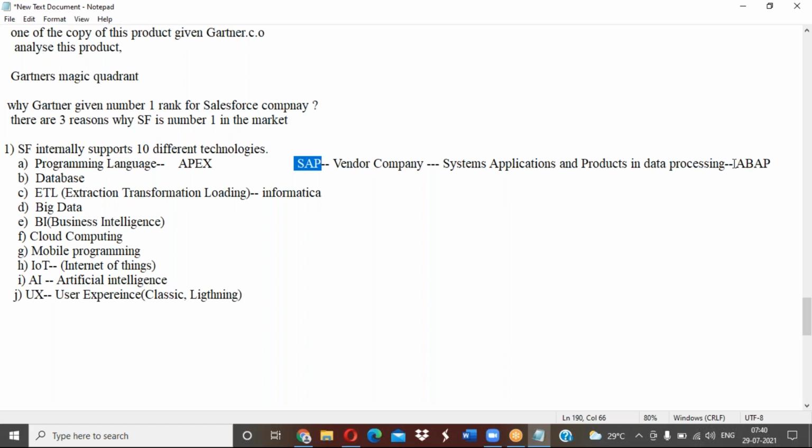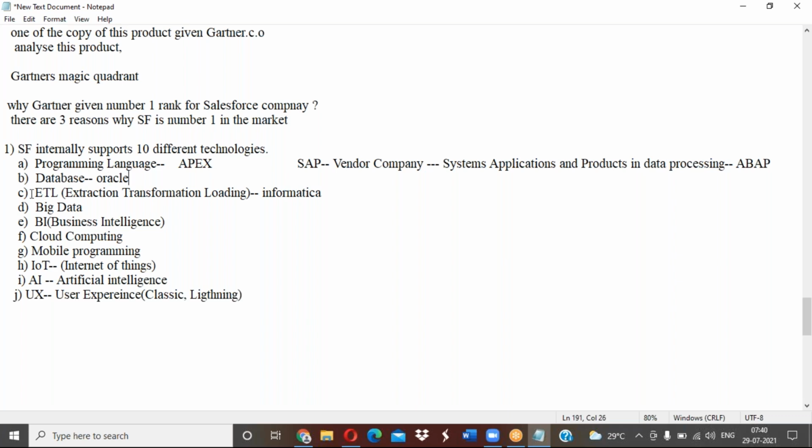Just like that, SAP company's proprietary language name is called ABAP. In the same way, Salesforce company's proprietary language name is called Apex. So there is no full form, there is no full abbreviation for Apex. Understand all of you? So Apex is the programming language which is given by Salesforce. Next, database. What is the database they're using? Salesforce uses Oracle database. Backend they're using what? Oracle database.